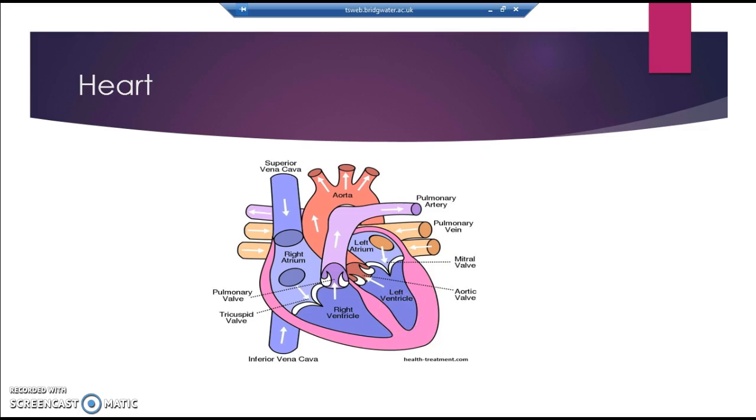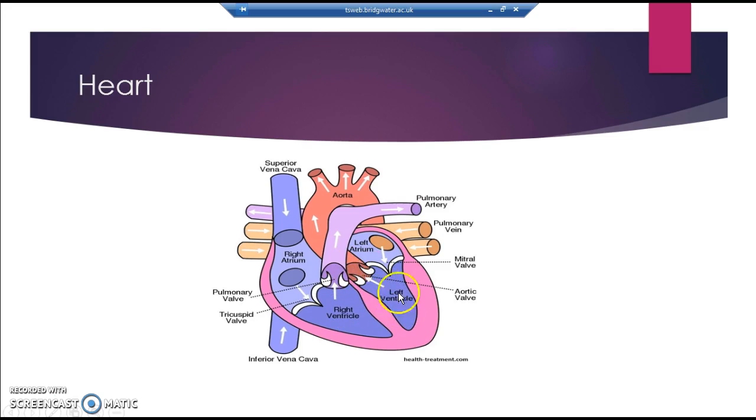The next one is the aorta. The function of this is it is the main artery of blood which supplies oxygenated blood to the circulatory system. Next one is the aortic valve, which is here. It allows blood from the left ventricle to the aorta, but then prevents it entering back through the heart again.